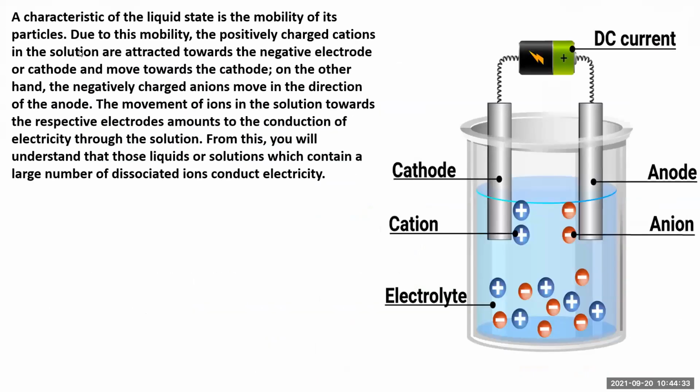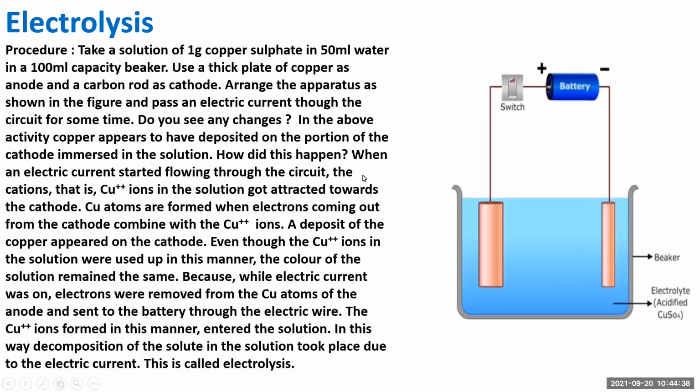Electrolysis. To understand what electrolysis is, let us perform this activity. How to perform this activity? For this, take a solution of 1 gram copper sulfate in 50 ml water in a 100 ml capacity beaker. This figure represents what we are taking and how the apparatus is arranged. Use a thick plate of copper as anode and carbon as cathode. Arrange the apparatus as shown in the figure and pass electric current through the circuit for some time.